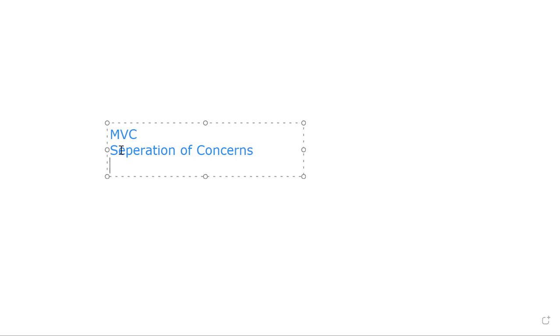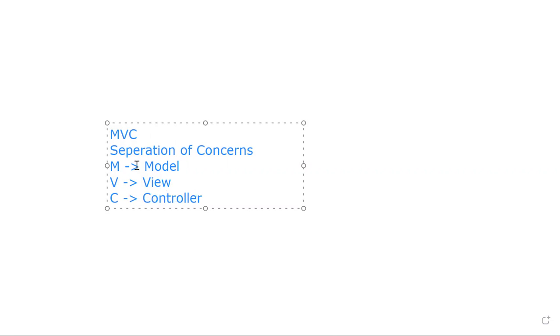In the previous class, we discussed what is MVC. MVC is defined as separation of concerns, the separation of the layers which are present. What layers do we have in MVC? We have M, V, and C. M stands for model, V stands for view, and C stands for controller. So MVC is separation of concerns with three layers: models, views, and controllers.